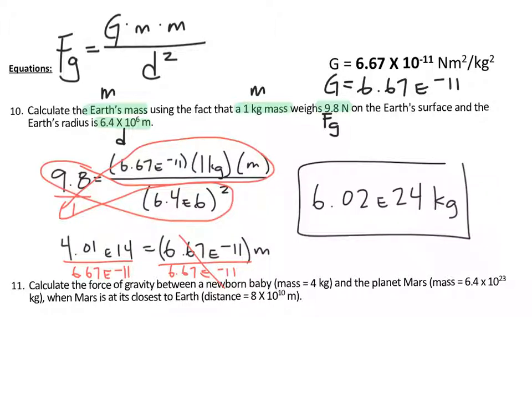Okay, the next one on here. Calculate the force of gravity between a newborn baby with a mass of 4 kilograms and the planet Mars, a mass of 6.4 times 10 to the 23rd.